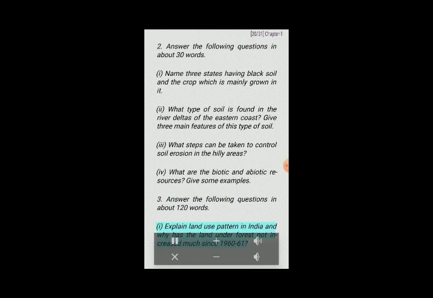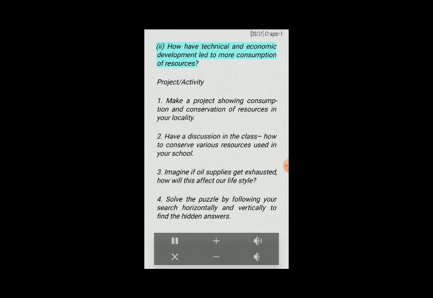3. Answer the following questions in about 120 words. I. Explain land use pattern in India and why has the land under forest not increased much since 1960-61? II. How have technical and economic development led to more consumption of resources? Project/Activity. 1. Make a project showing consumption and conservation of resources in your locality. 2. Have a discussion in the class on how to conserve various resources used in your school.